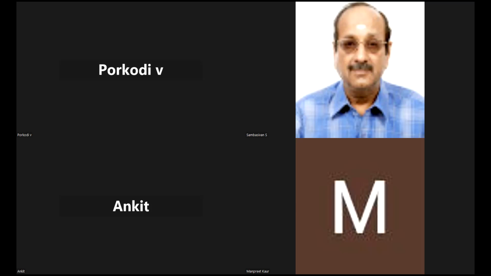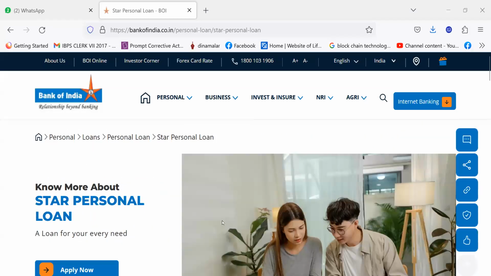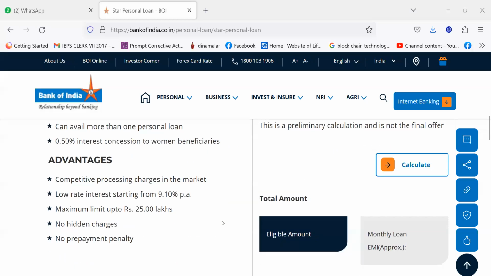Low rate of interest starting from, what did you say, rate of interest? 10.25%, sir. But it is given low rate of interest starting from 9.10. 8.50%, sir. Here, for now I find 8.5. Here I find 9.10. One minute. Yes, sir. That is for Star personal loan, sir. In Star Mitra personal loan, the rate of interest starts from 8.50%, sir.